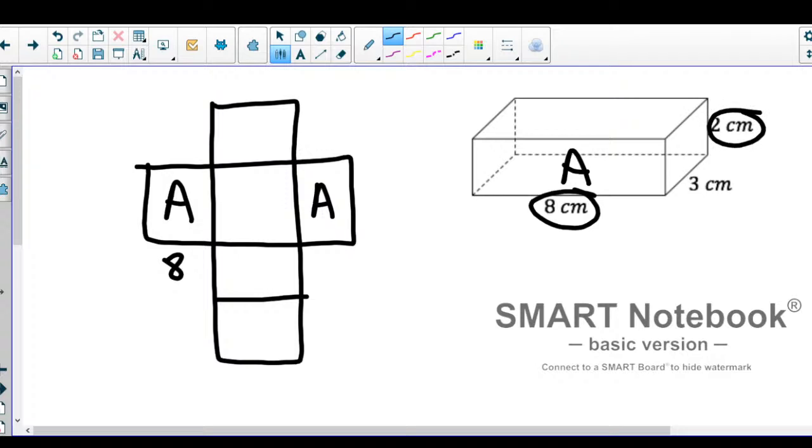And its height comes from this over here, which is 2. That means that the third dimension must be, as such, the width of this, so that one there is 3. Now, let's have a look at A. Well, A, nice and easy, base times height is 8 times 2, which is 16.